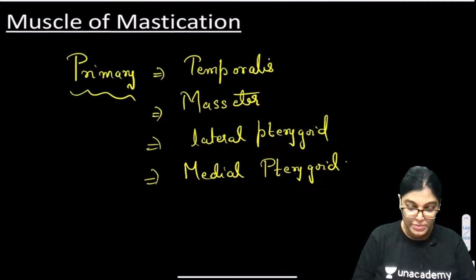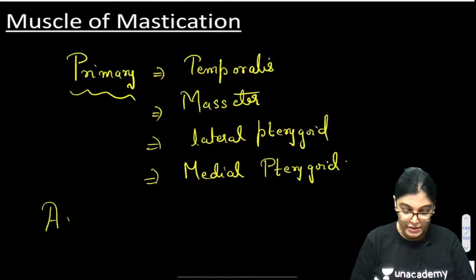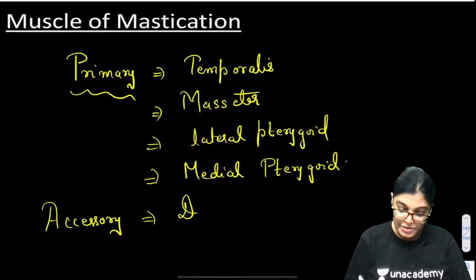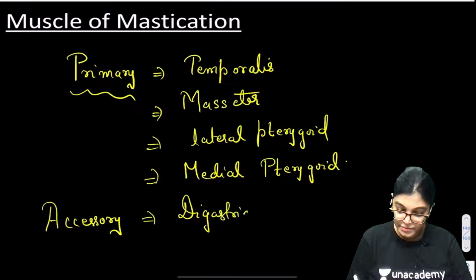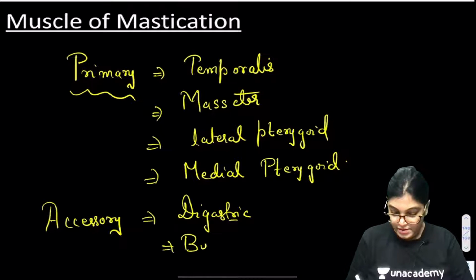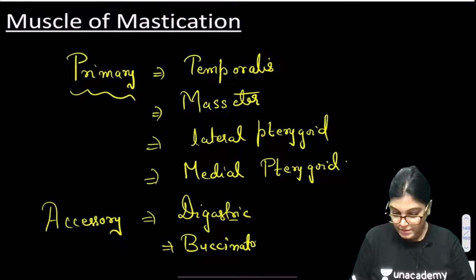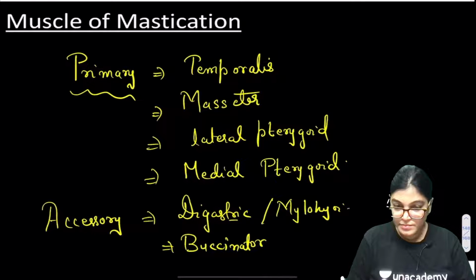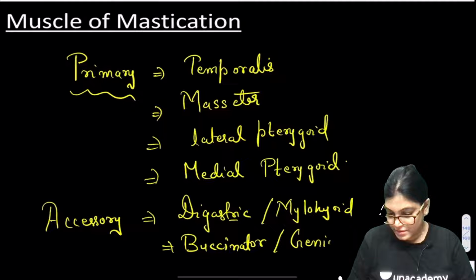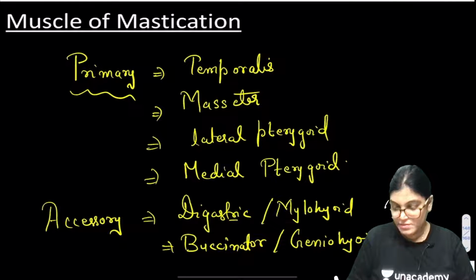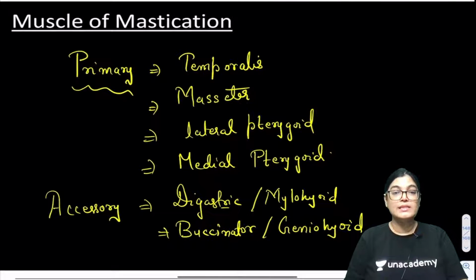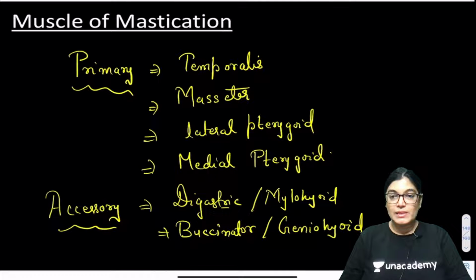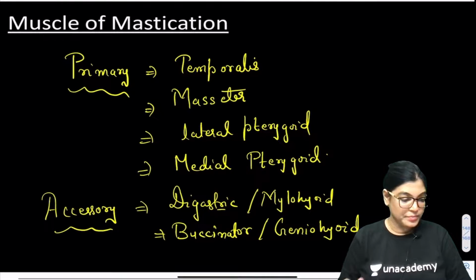When we talk about secondary muscles, so accessory muscles, they are digastric, buccinator, mylohyoid, geniohyoid. Got it? This is the list of the accessory and the primary muscles. Got it, everyone?